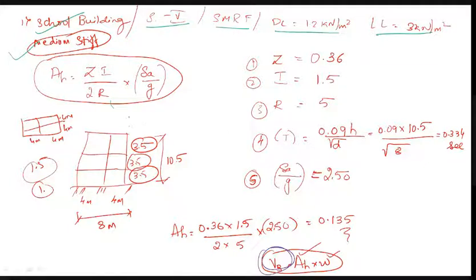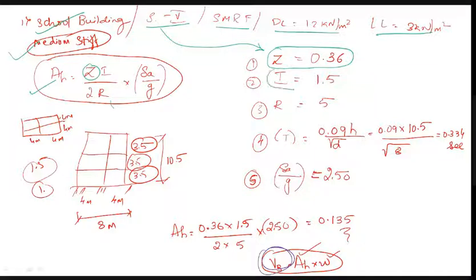When you start solving the problem, just write down this formula: the seismic coefficient Ah, that is Z into I upon 2R multiplied by Sa by g. What is Z? Z is nothing but the zone factor. He says that it is in zone number 5, so directly we will go to table number 2 of the code book and determine the zone factor. We have got 0.36.